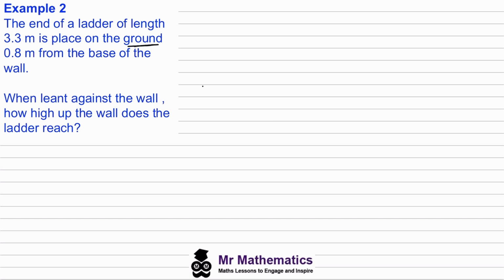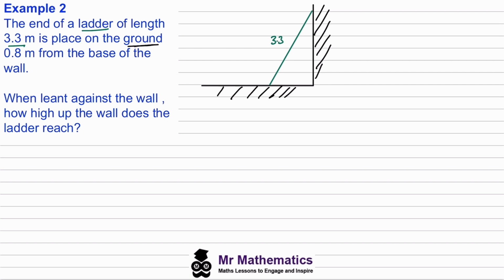If we begin, we have the ground, and then a vertical wall, and then we're told that a ladder of length 3.3 meters rests against the wall. So we'll label this as 3.3. And the angle between the wall and the ground is 90 degrees. And we're told that the ladder is 0.8 meters from the base of the wall, this length of 0.8. And we need to work out how high up the wall the ladder reaches. So that will be this distance here, and we'll call this h.